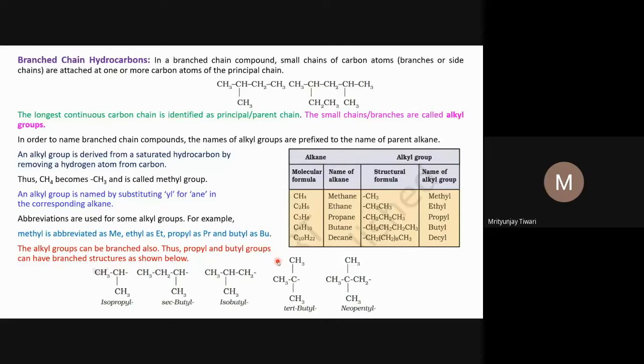We must understand what is a primary carbon, secondary carbon atom, tertiary carbon atom, quaternary carbon atom, or if the substituents are there, what are the primary, secondary, tertiary substituents. So here, as I have already explained, if one carbon atom is directly linked to one carbon atom, then it is a primary carbon atom. If a carbon atom is linked directly to two different carbon atoms, then it is a secondary carbon atom.